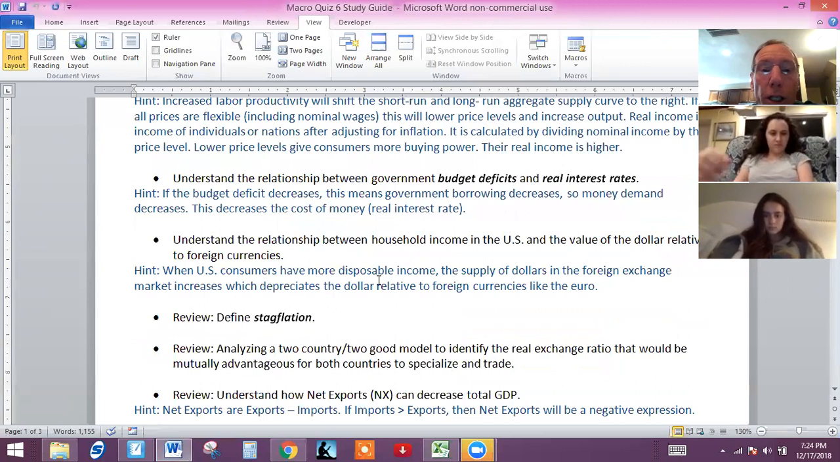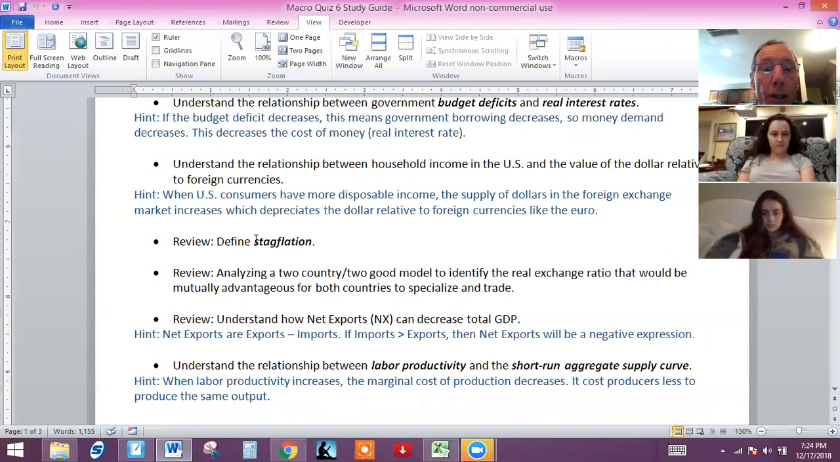Current foreign currencies. Now, this is something you can just look up, but it's very simple. It's when you get both inflation and higher unemployment, right?